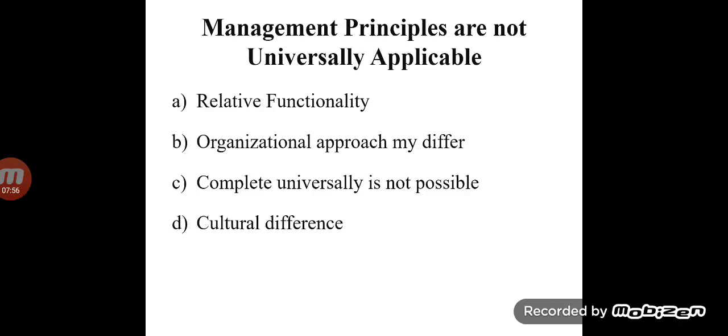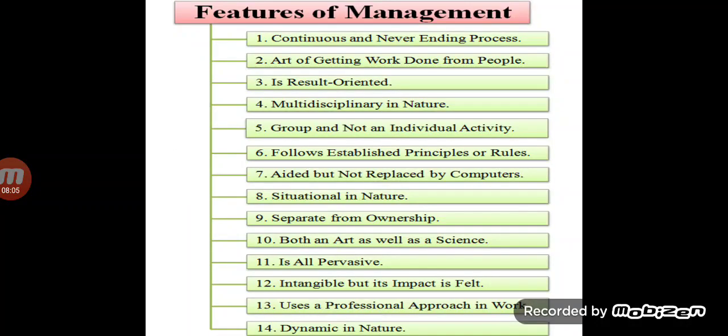So these are the four main points which show that management principles are not universally applicable. The most important question for your examination is the features of management. Basically there are many features of management, but these 14 features are the most important for your examinations. You can also use the word characteristics of management.